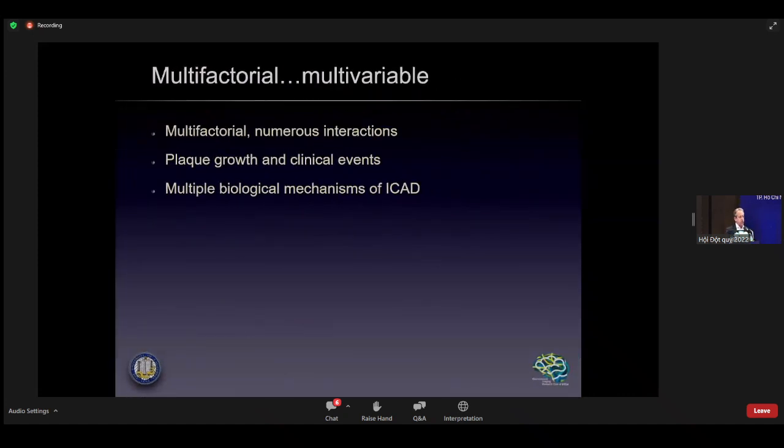So one of the difficulties is that there's a lot of variables. There's a lot of things that we can focus on. And of course, with ICAD, we have more time, so it makes it much more difficult in terms of the decision-making, as I mentioned. There's too many things to look at: plaque growth, and now with imaging, there's many different variables, as I'll show you. And there are multiple mechanisms of disease.